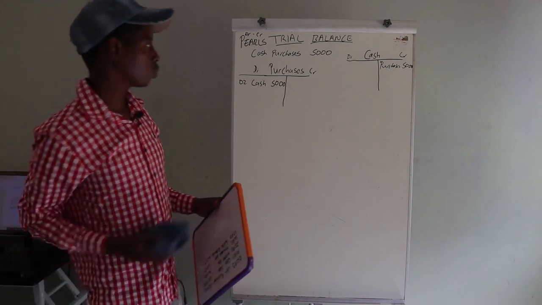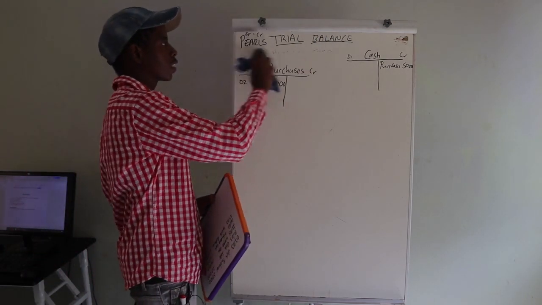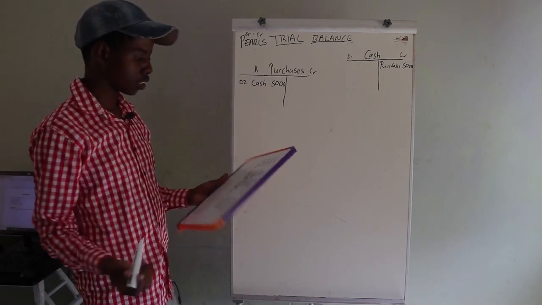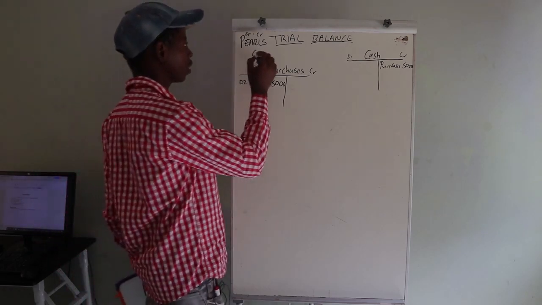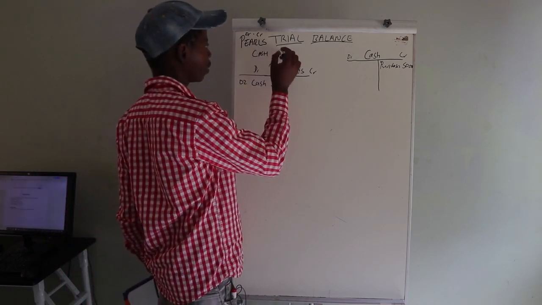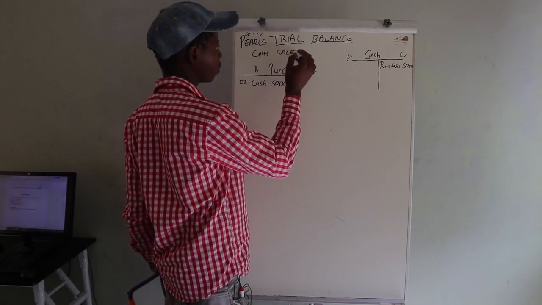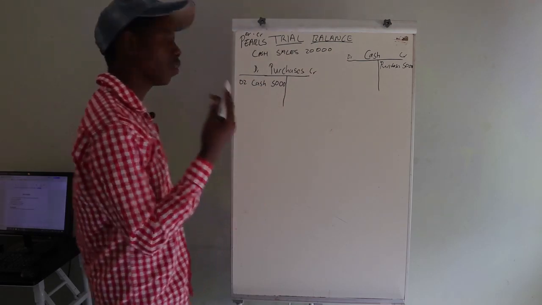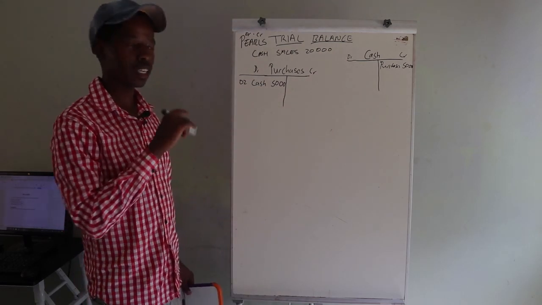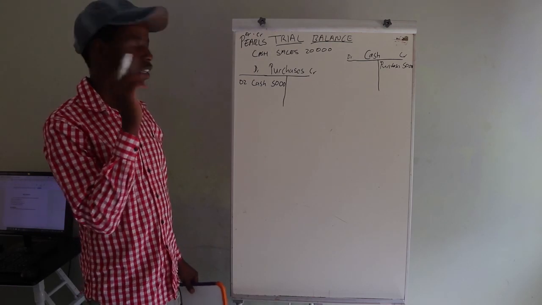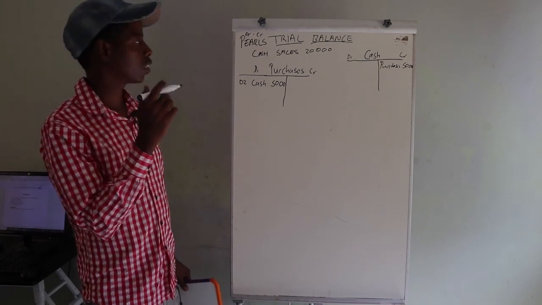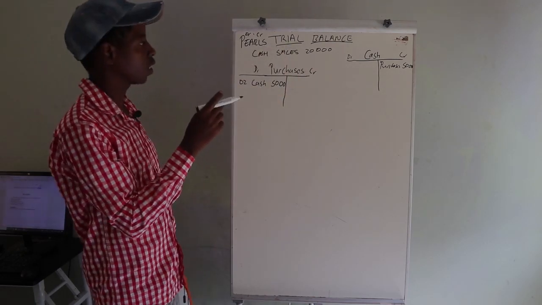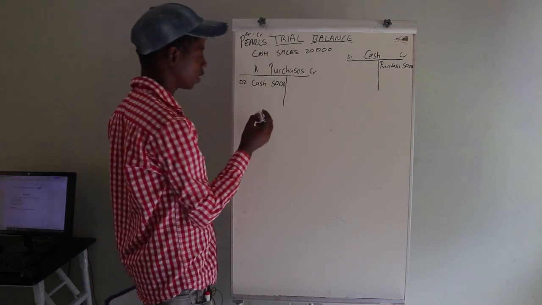Now let's move to the second transaction. The second transaction says cash sales 20,000. Cash, sales, 20,000. Now we are going to look at the two accounts that are there. We have the cash account and the sales account. Since we have the cash, no problem, we're going to continue on that cash account. And now we are going to open sales.